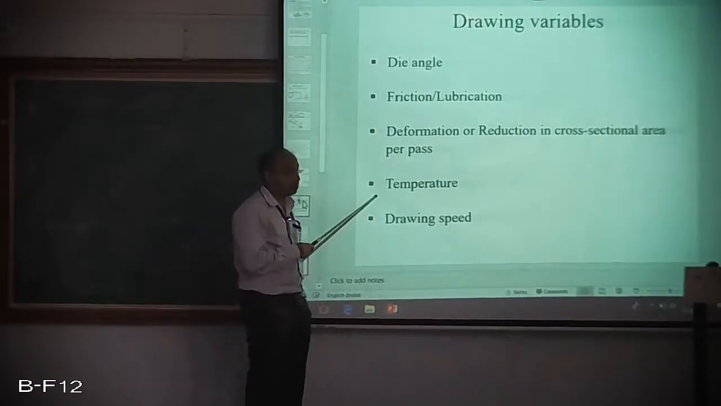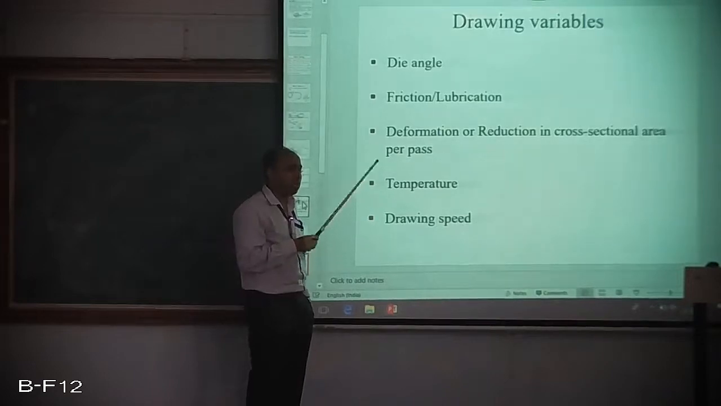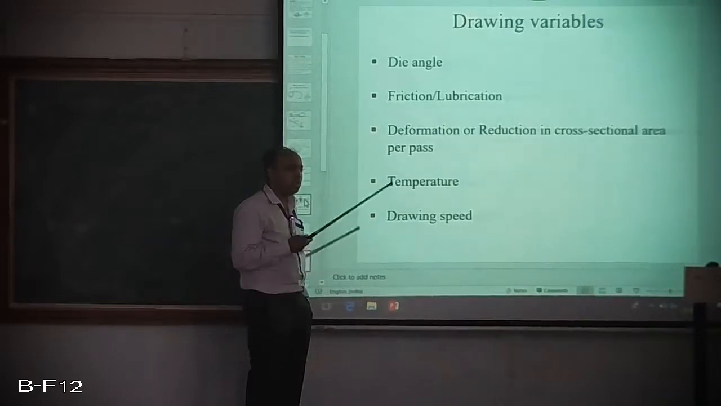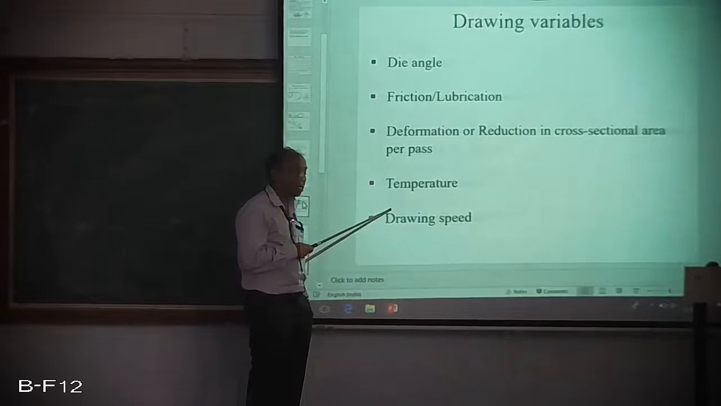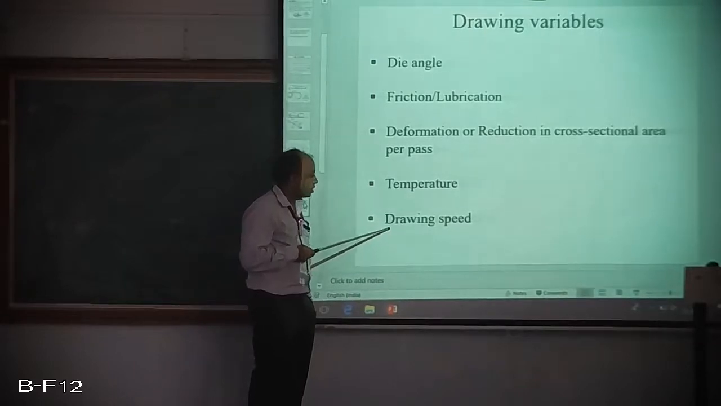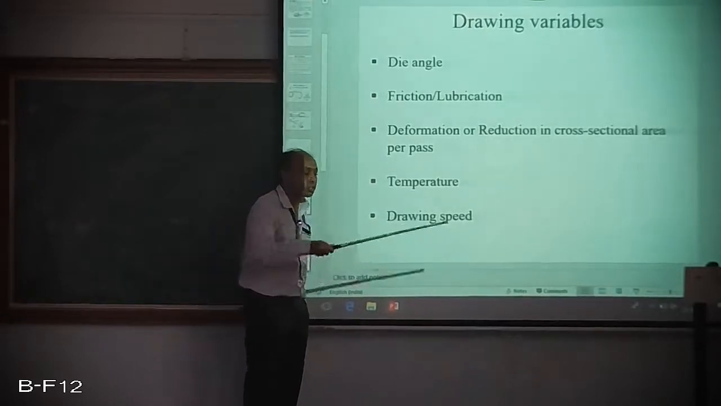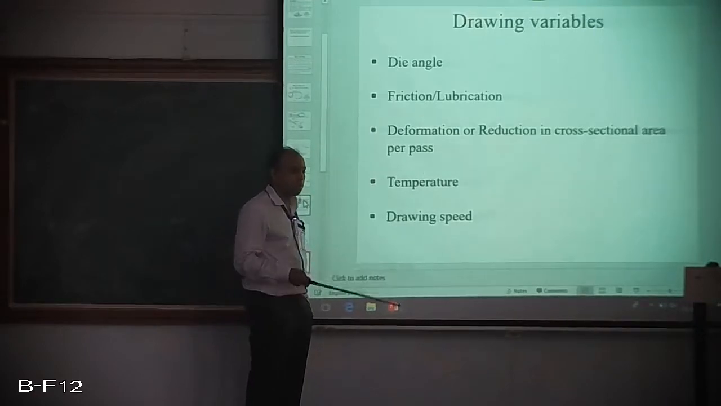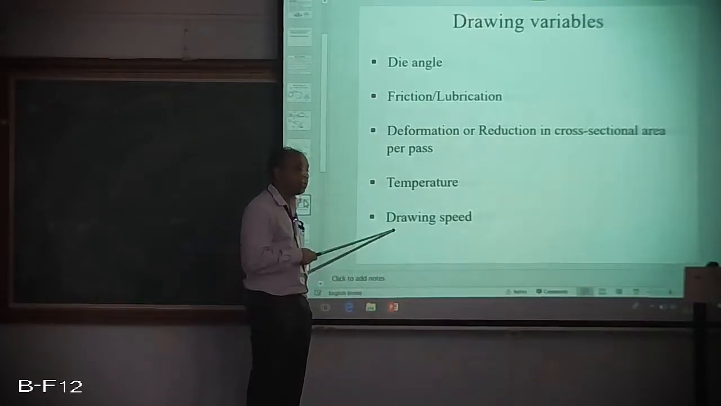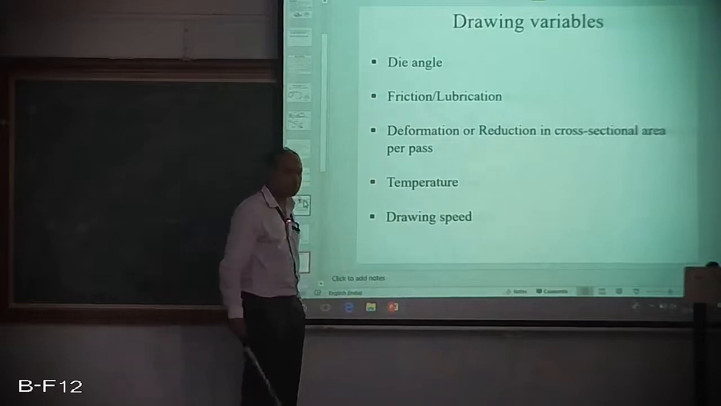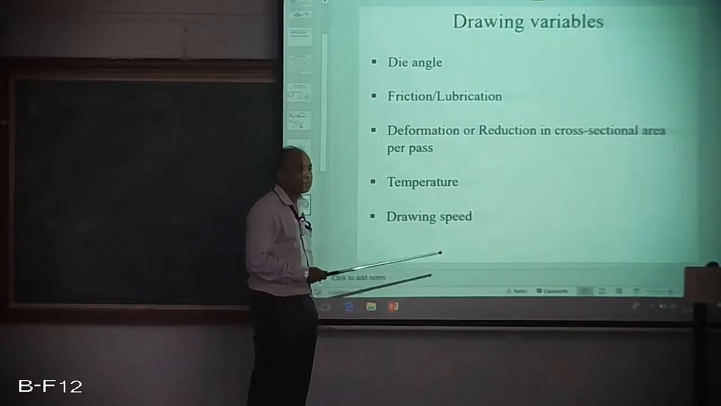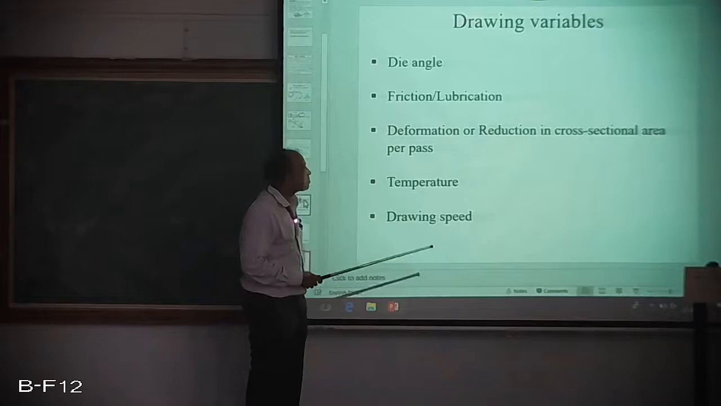And then the next one is temperature. You might wonder why temperature is coming when drawing happens at room temperature, since it is cold deformation. We'll have a look at that also. And then the next one is the drawing speed, the speed at which I am trying to make the wires. The higher the speed, the higher the productivity, but I cannot invariably increase the speed. That is another limitation. So we'll try to see how drawing speed is affected.